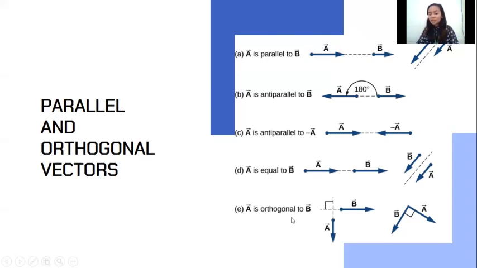Orthogonal vectors, these are vectors that form 90 degrees. Kapag i-combine niyo siya, magpo-form siya ng perpendicular na, magiging perpendicular yung dalawa ninyong arrows or yung dalawa ninyong vectors. So that is why we call it orthogonal vectors, as long as it forms 90 degrees.